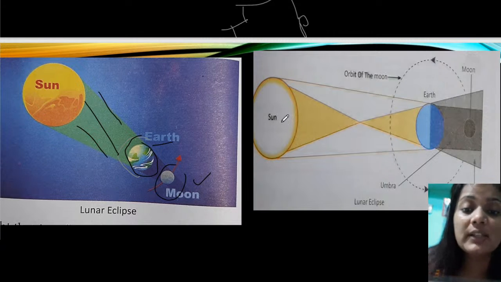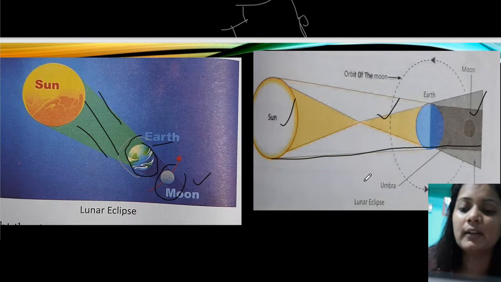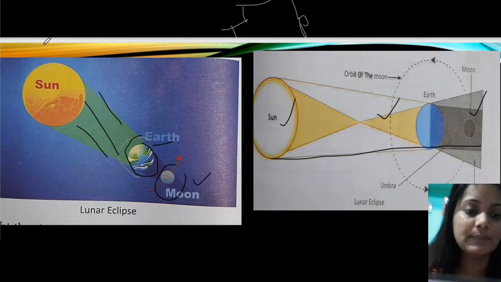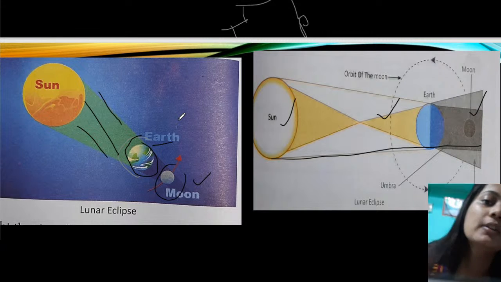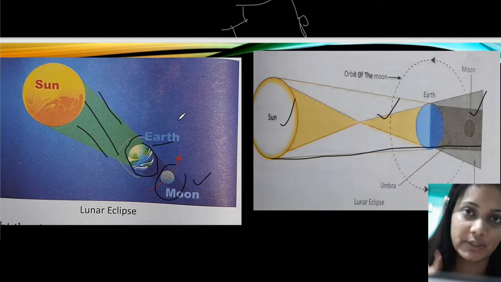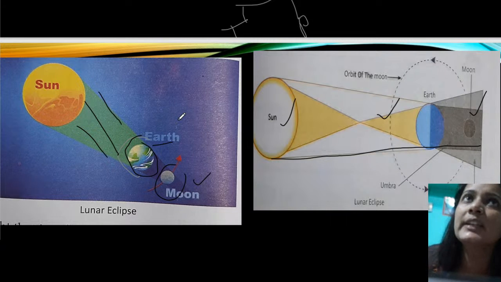Total means when all these three, sun, earth and the moon, are in a straight line, as you can see here. This is called total lunar eclipse, and when they are not in a straight line, it is called partial lunar eclipse. Definitely the same thing will happen here also. In total lunar eclipse, a complete black shadow you will be able to see. That complete black shadow is called umbra, observed in the total eclipse. But if it is partial, then you can see some grayish portion also, and that is called the penumbra region.